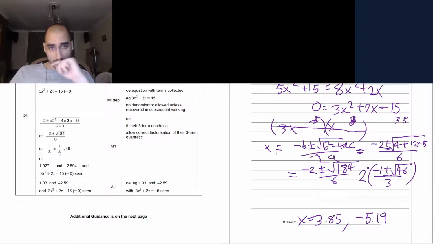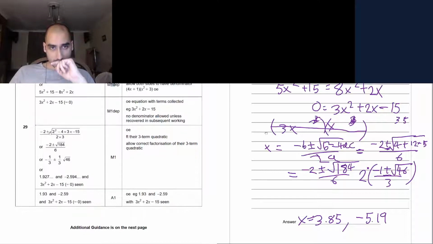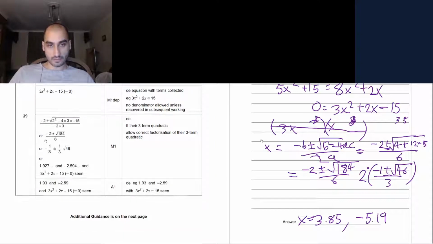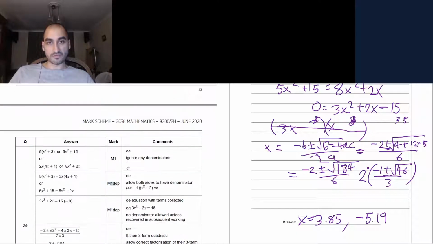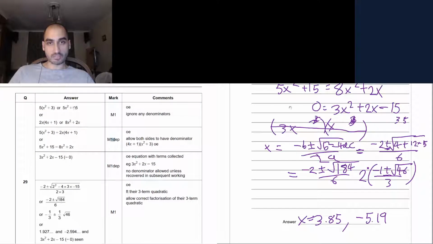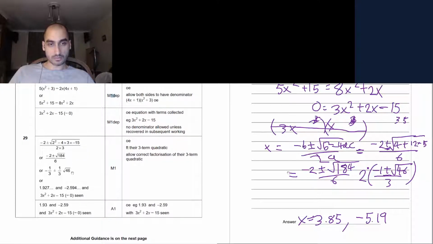Visible. Oh no, I did write this though, the line above it. Minus 2 plus or minus root 184 over 6. Yes, I had that. So I got that mark, M1, for getting that far. And then I just failed the accuracy for that. Okay, so I got 4 out of 5. If I'm going by this scheme, I think that's correct.